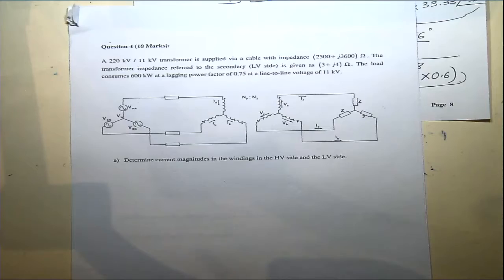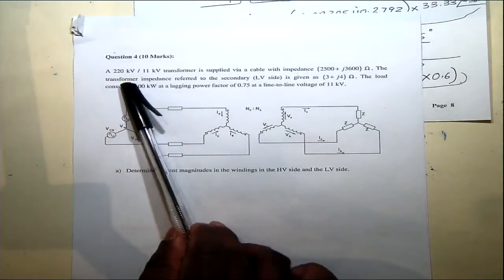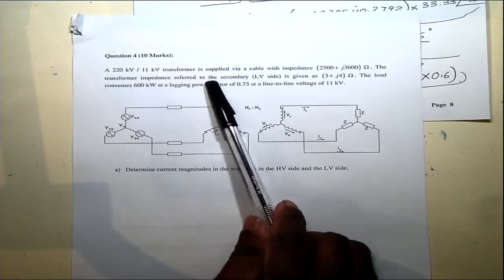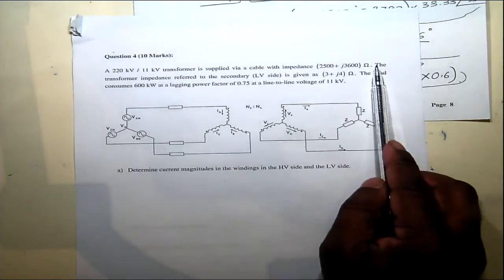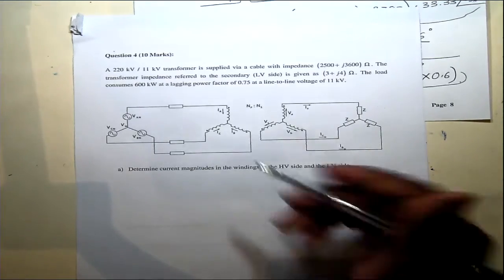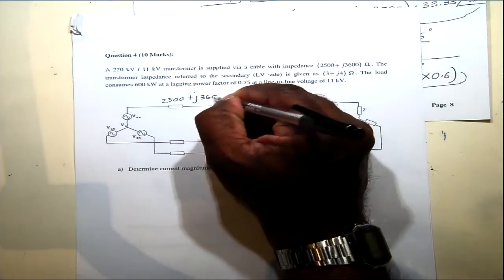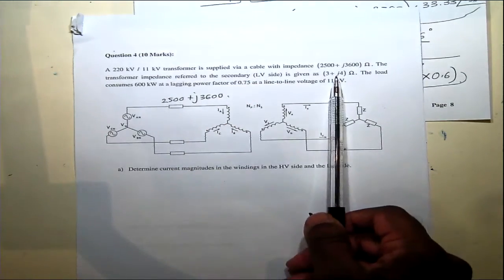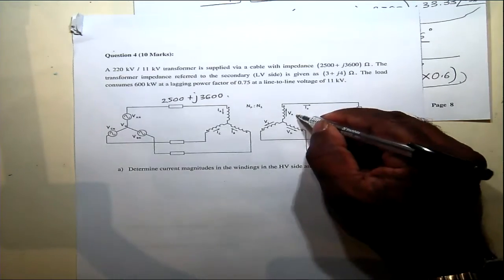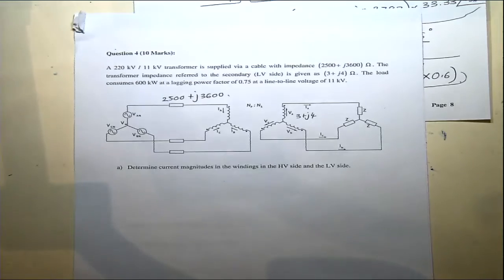We have a 220 kVA, 11 kilovolt transformer supplied via a cable with the impedance that's given here. That's the cable impedance. And then the transformer impedance referred to the low voltage side is given. So that's the impedance at this point, 3 plus j4, on the secondary side.